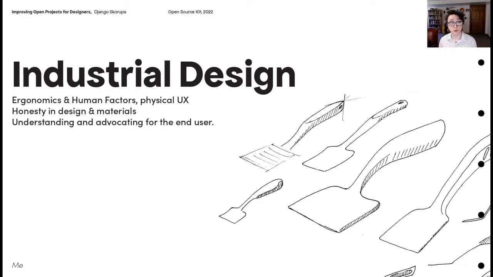One of the main things that we focus on is honesty in design and materials, which is to say we never try and make something that it is not in the work that we do. And we never try and make it out of something that is not what it is. The end goal is everything looks exactly the way it is because that is the way it should be. And this is done by understanding and advocating for the end user in what we do, right?